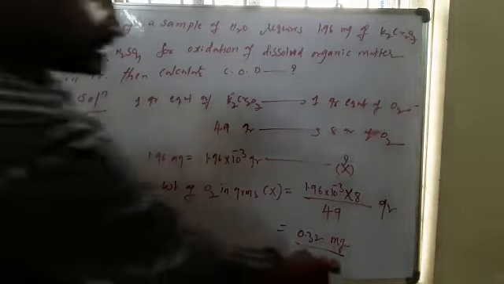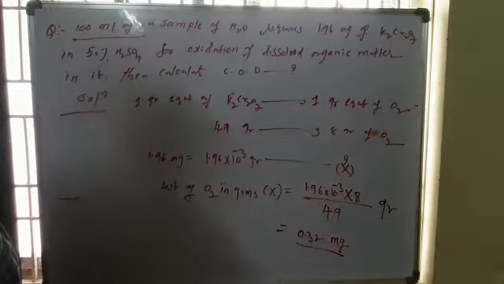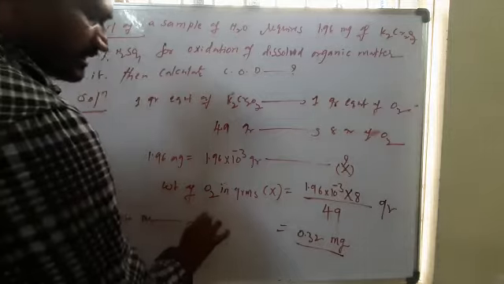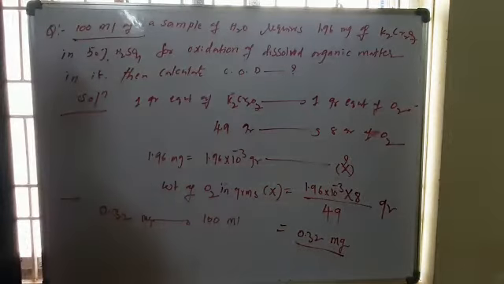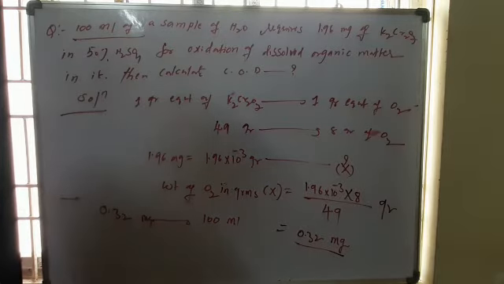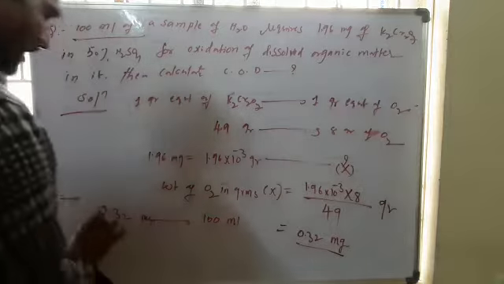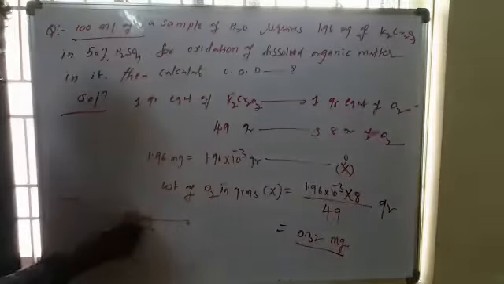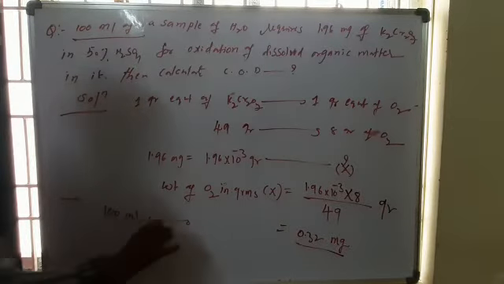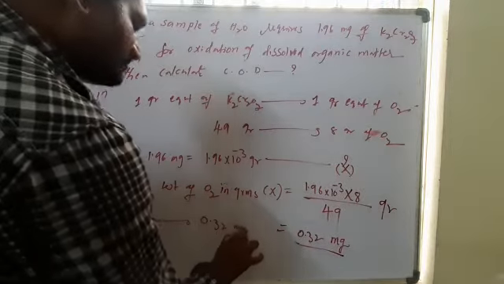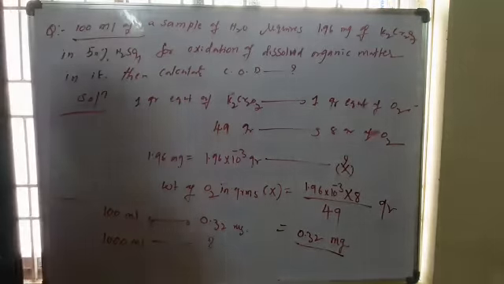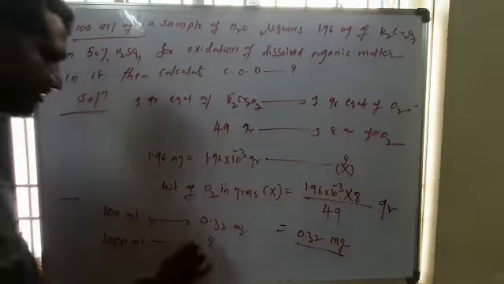Now these 0.32 milligrams are present in 100 ml. But COD always means the milligrams of oxygen in 1000 ml, that is 1 liter of water. So in 100 ml there are 0.32 milligrams; then for 1000 ml, how much oxygen is present? Let this be Y.